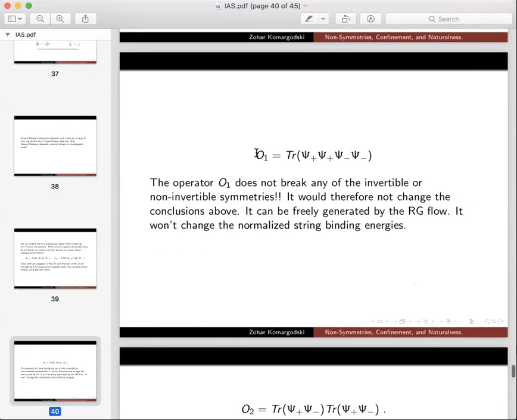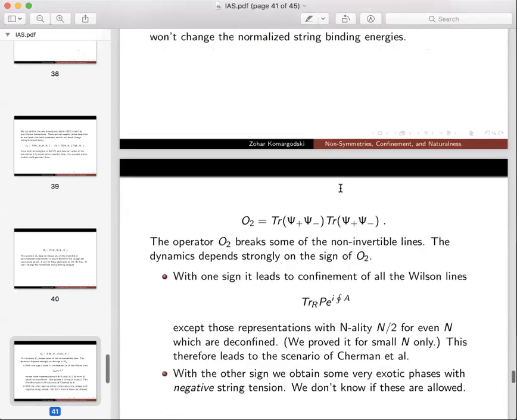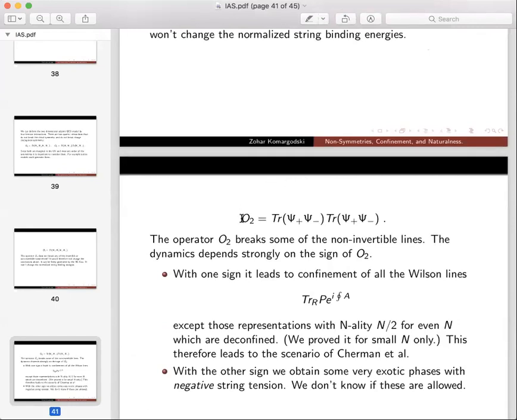Okay, so you can ask, what happens to the non-invertible symmetries when you add this to the action? O1 is actually very amusing. O1 doesn't break any of these huge symmetries that I discussed. So all the 4 to the n symmetries remain. And therefore, everything I said remains correct. O1 doesn't change anything in what I said. O2, on the other hand, is more difficult.